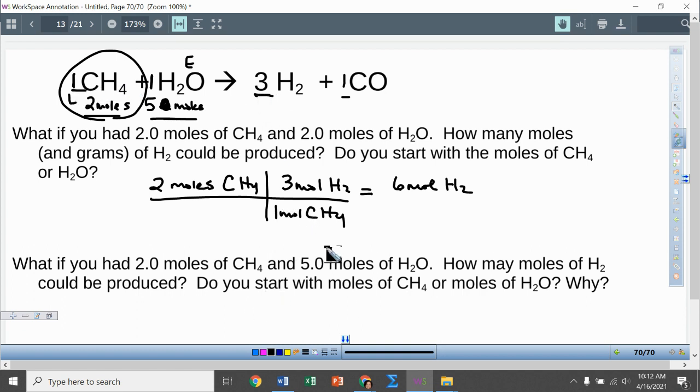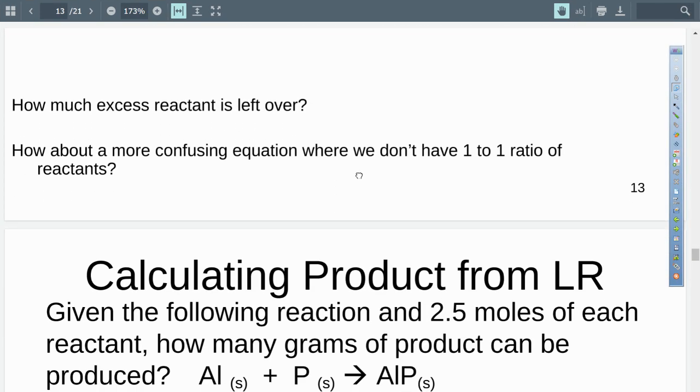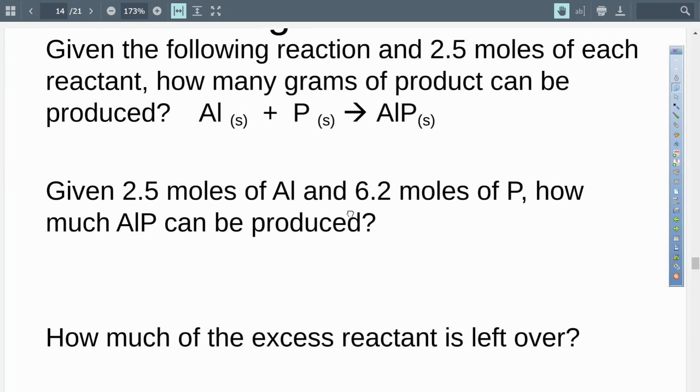Now, this one's pretty simplistic, because I'm using whole numbers, small numbers. It's a 1-to-1 ratio, but the process is not going to be any different if I use more complicated numbers and not 1-to-1 ratios. So let's take a look at a couple of them here.